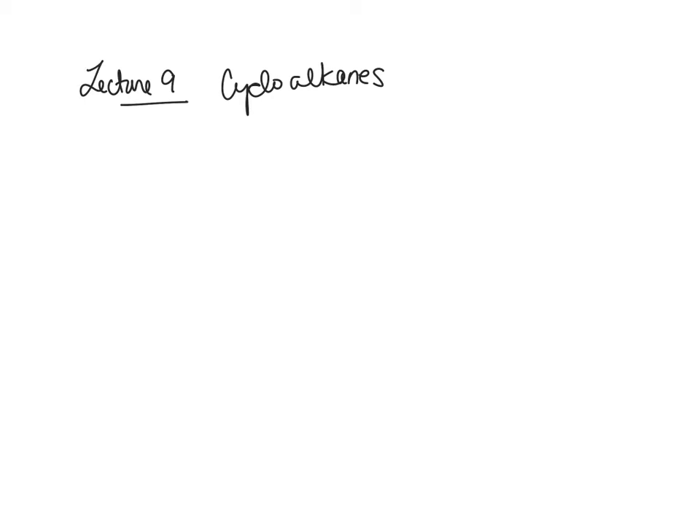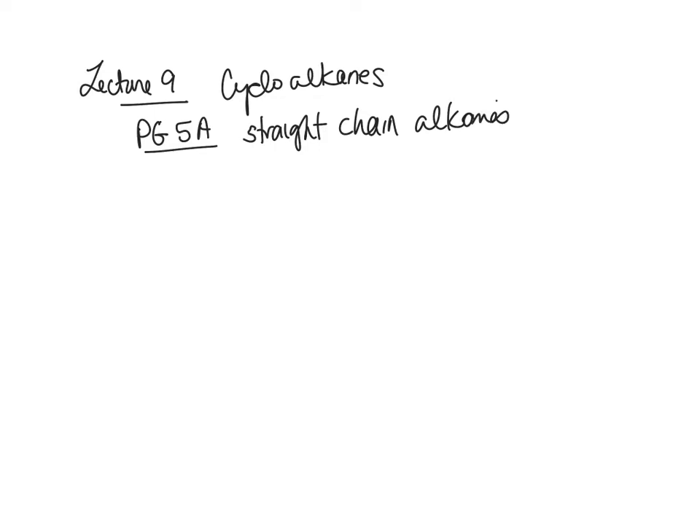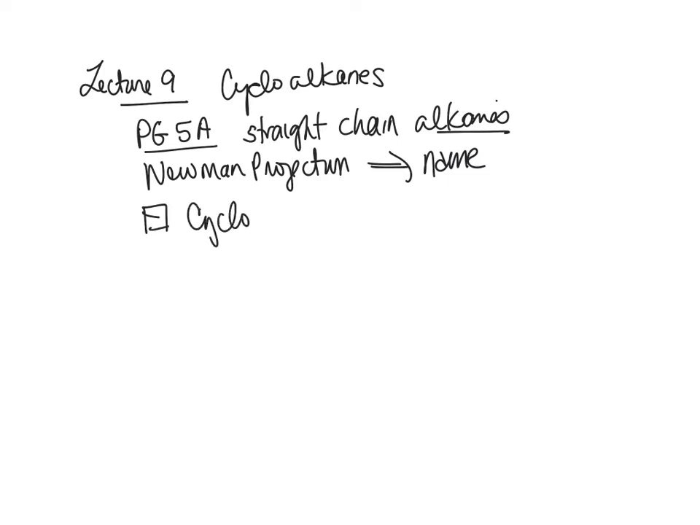So our last lecture covered the Pogil exercise 5A, and it was the conformations of straight chain alkanes. And you learned how to draw Newman projections. So let's do a little review to see if we can name a Newman projection. I'm going to give you a Newman projection, and we can convert that to a name, because you also learned how to name alkanes. And then today we're going to talk about the cycloalkanes.